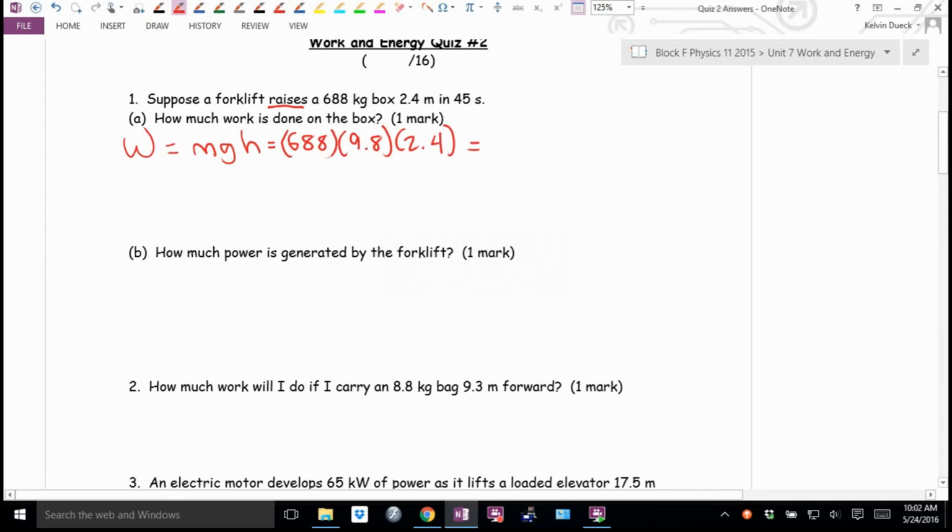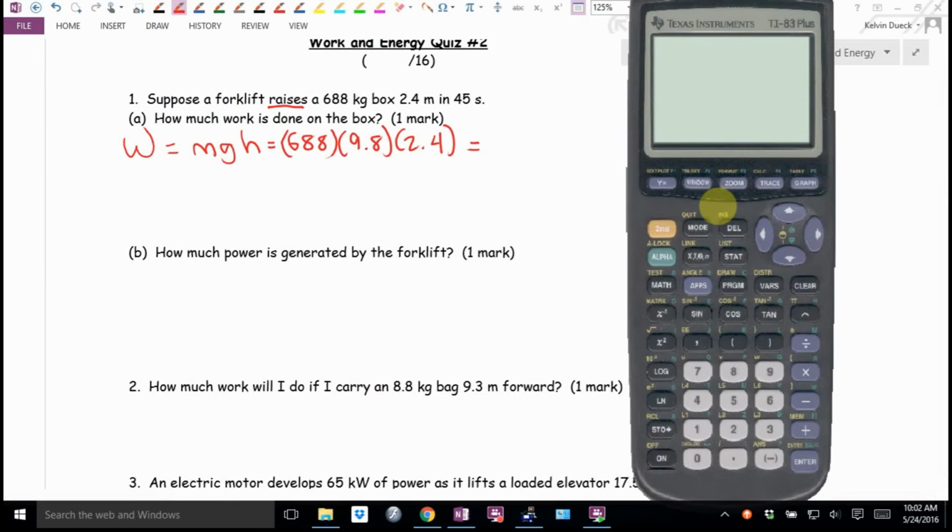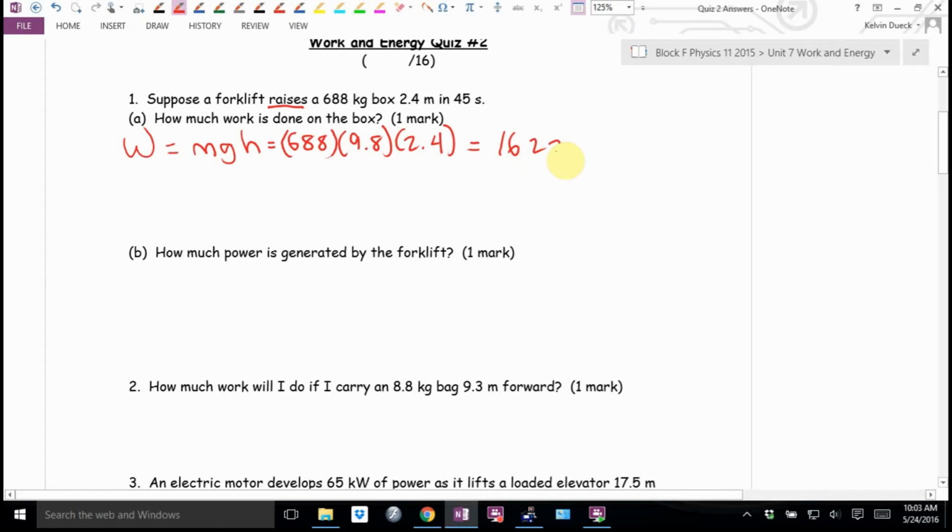Come on, calculator, here we go. 688 times 9.8 times 2.4. You get, I'm going to go 16,200 joules. Okay. 1 mark, all or nothing.